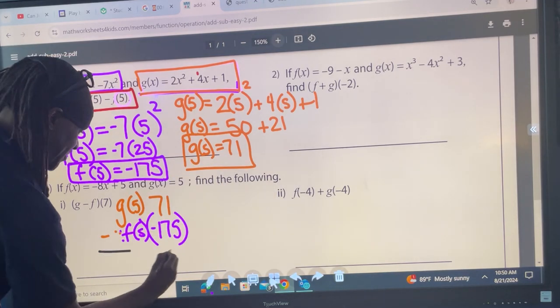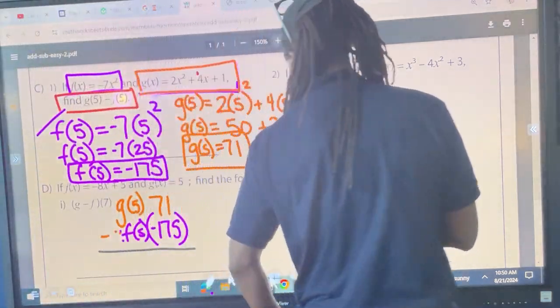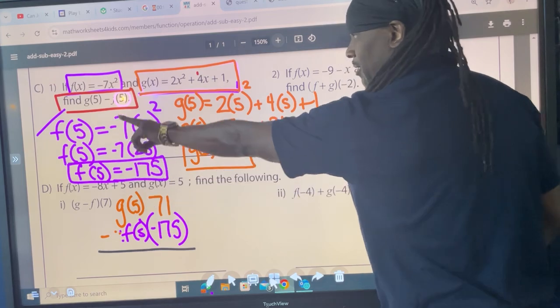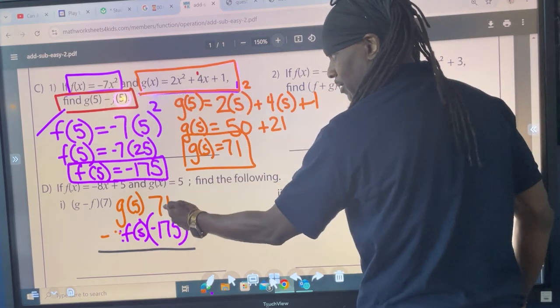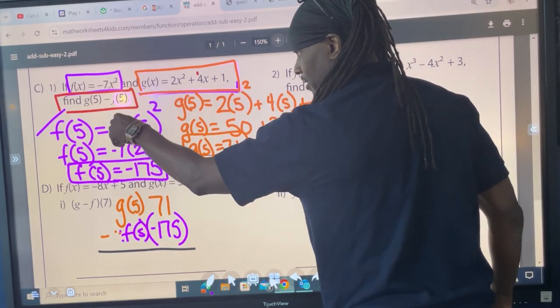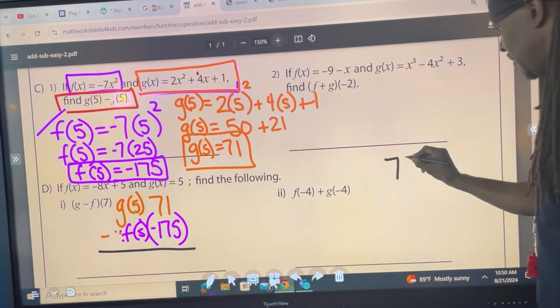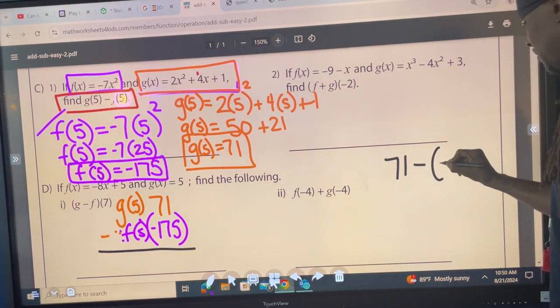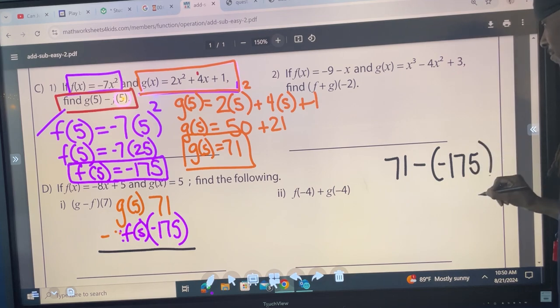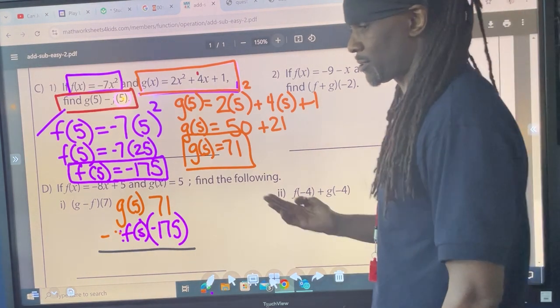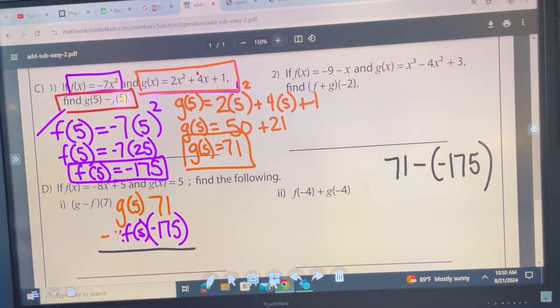So this is basic algebra at this point. I'm just showing you that's how it looks. Because you have g of 5, which is 71, minus f of 5, which is negative 175. So in other words, it's 71 minus negative 175. What do you do when you're subtracting integers with two different signs?